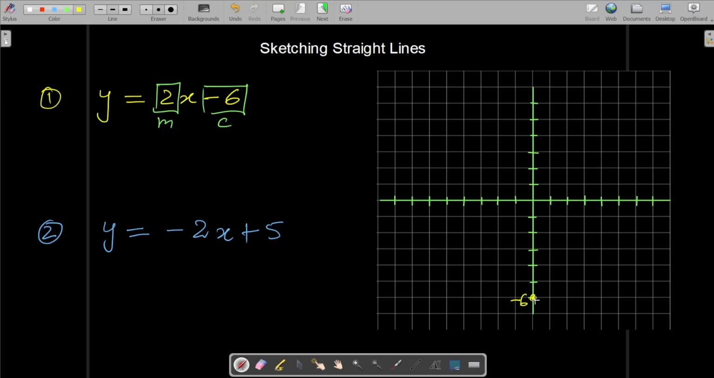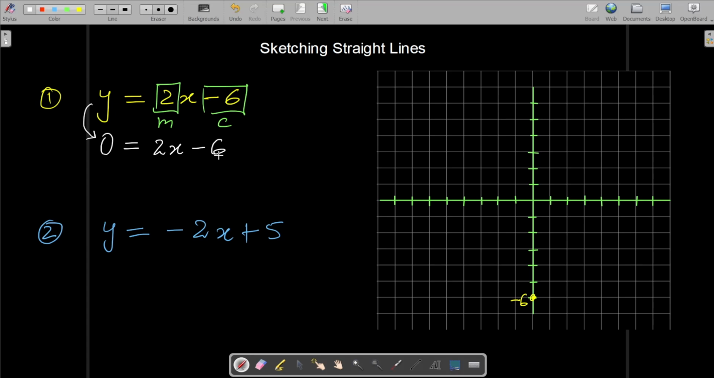Now, in order to sketch the line, I need to have a second point. For finding the second point, I can find the x-intercept. In the previous lesson, I explained the concept of x-intercept, which was that you have to keep y at 0 in order to find the x-intercept, because on the x-axis the value of y becomes 0. So this is the way you can find the x-intercept. You have to keep y equal to 0 when you are finding the x-intercept.